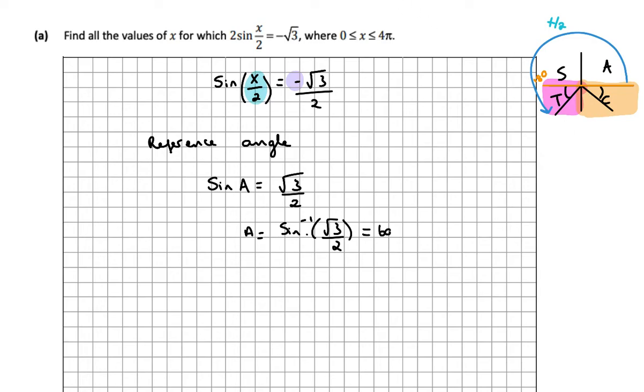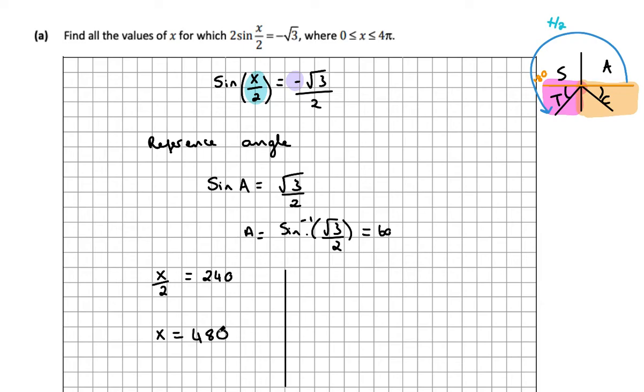So A was only the reference angle. I'm now actually trying to find when sine of x over 2 is equal to minus. So there were 2 answers. What I can actually write now is that x over 2, because I've done the sine part and worked that out, is equal to 240. And then if x over 2 is 240, then x is equal to 480.